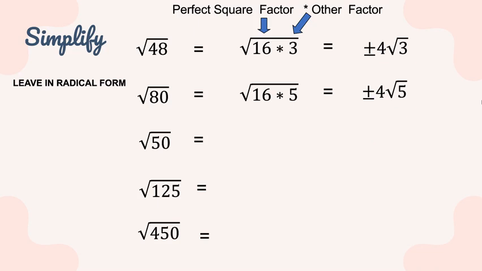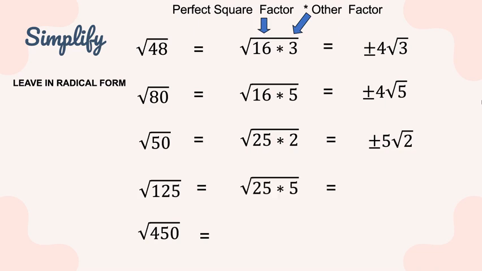50, the largest perfect square that goes in there is 25. The square root of 25 is plus or minus 5, times the square root of 2. 125, again, it ends in a 5. You should try and see if 25 goes into it. So 125, I can take the square root with 25 times 5. The square root of 25 is plus or minus 5. I can't take the square root of 5, so I leave it as plus or minus 5 times the square root of 5.